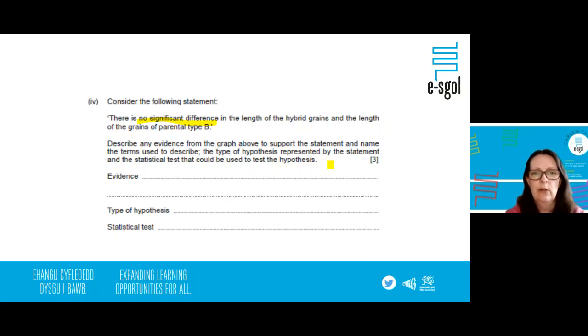Name the terms to use to describe the type of hypothesis represented by the statement and the statistical tests that could be used to test the hypothesis. So just have a pause for a minute. This is quite a long question in terms of what we need to think about here, and then we'll have a look at the answers.